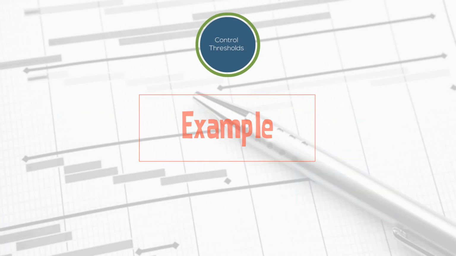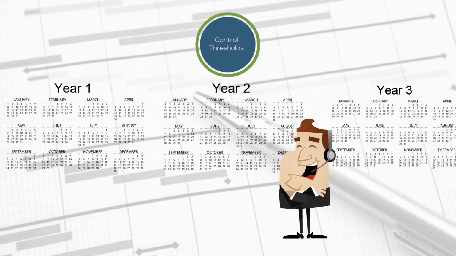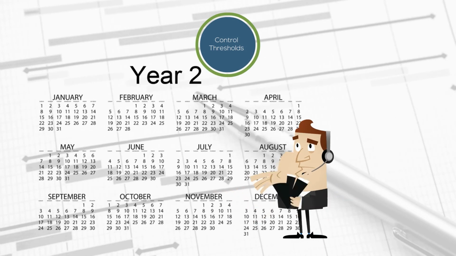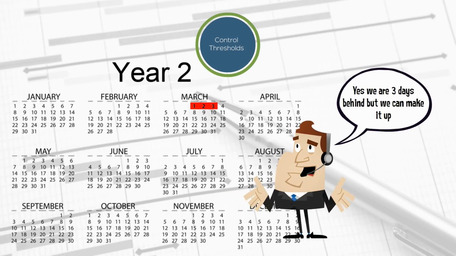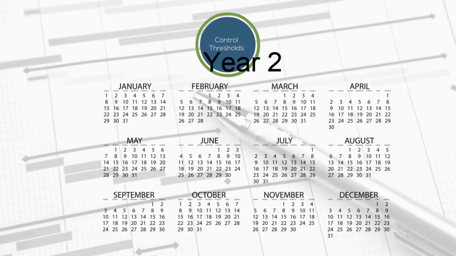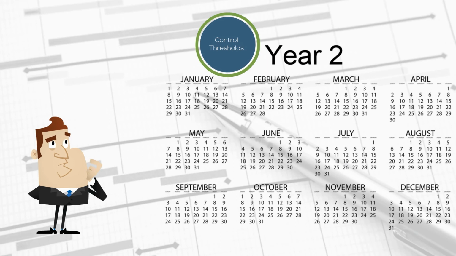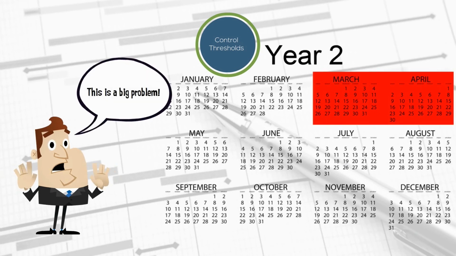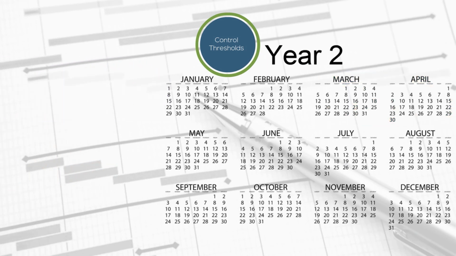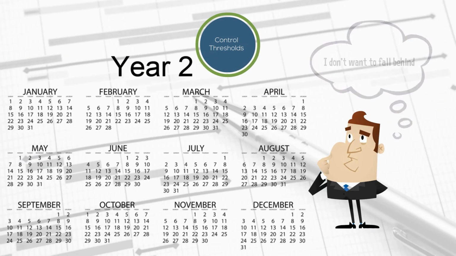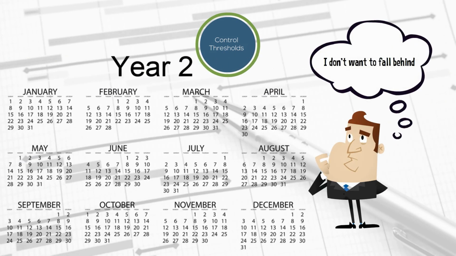For example, if you're managing a 3-year project that is delayed by 3 days, are you going to panic or perhaps even re-baseline the project? Of course not. However, if your project is delayed by more than 2 months, that's a serious issue. To avoid this type of issue, you may set a control threshold at 2 weeks.